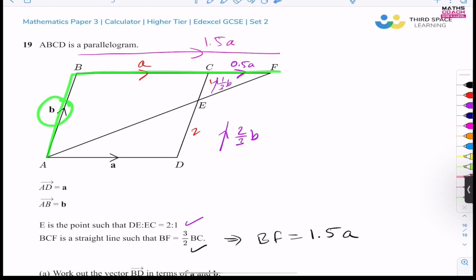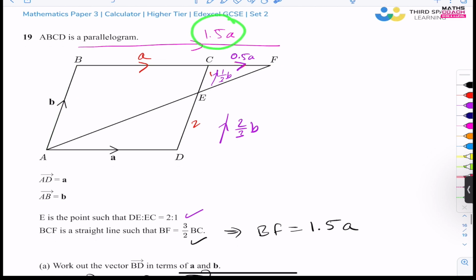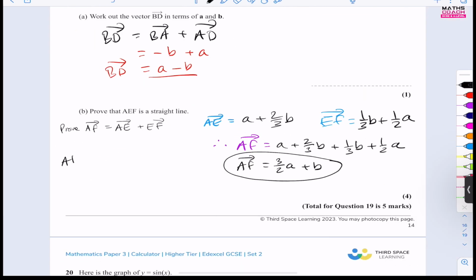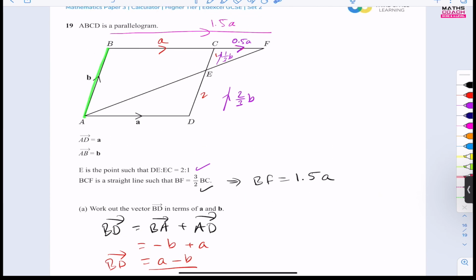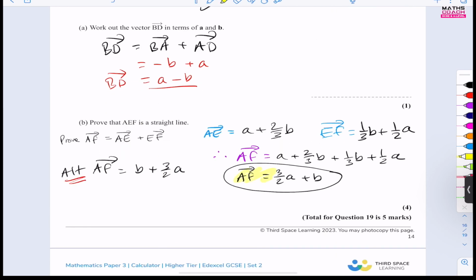I said I'm going to go this way plus that way, okay? So I'm going to do b plus 1.5a, okay? 3 over 2a, okay? Remember 1.5 is 3 over 2. So an alternative AF is going to be b plus 3 over 2a. So just once again, b plus 3 over 2a, which is 1.5a. Okay, that's that. Now, if you look at this AF and this AF, you can see that they are the same. It's 3 over 2a plus b, 3 over 2a plus b. Obviously, they're written in a different order. So that's one way that we've proved it.